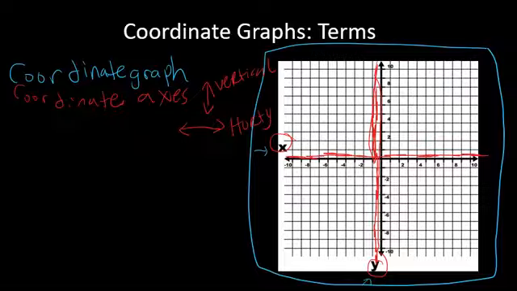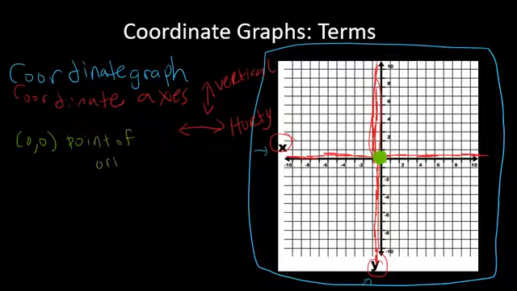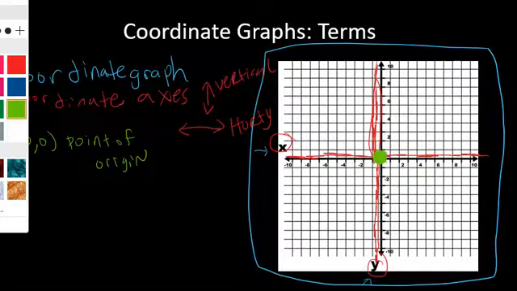Let me do a different color. So this right here, this right in the center, the little bullseye, that's 0, 0. Dead center. That's called the point of origin. Where 0, 0 is located, it's always going to be the same no matter what your graph looks like. The point of origin is always 0, 0.